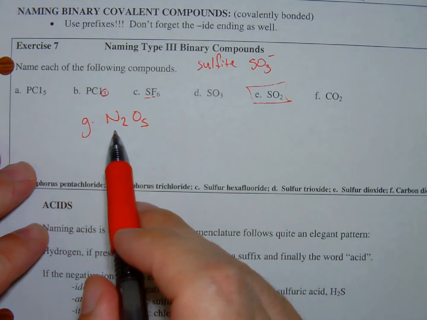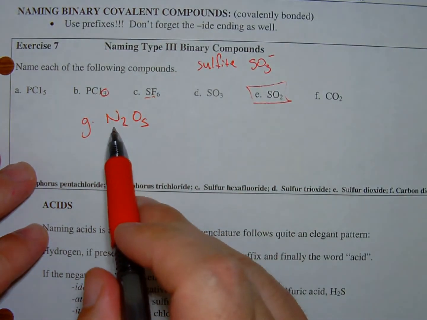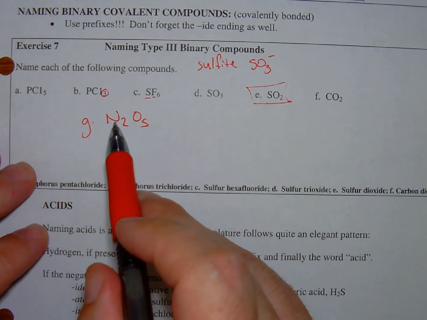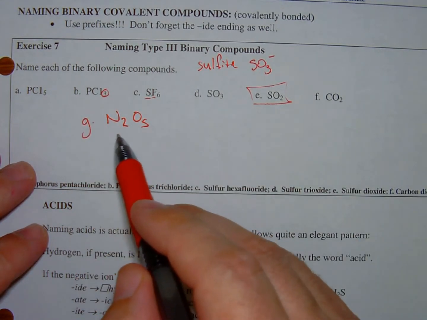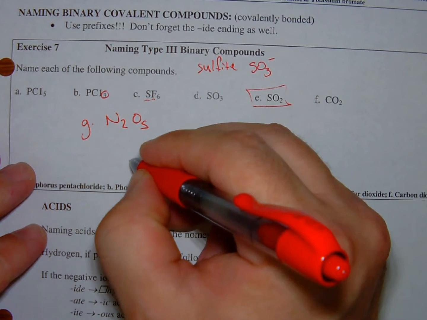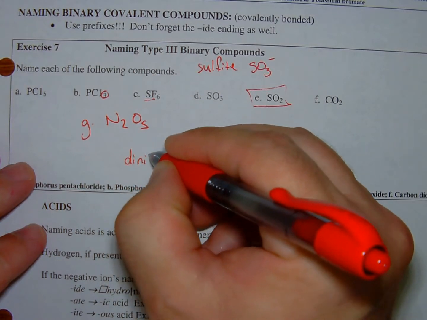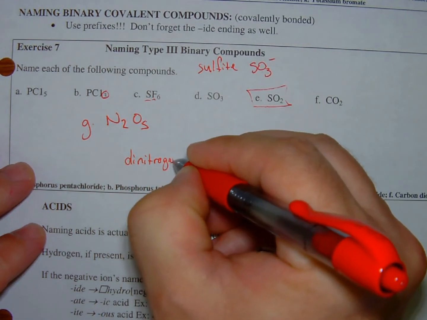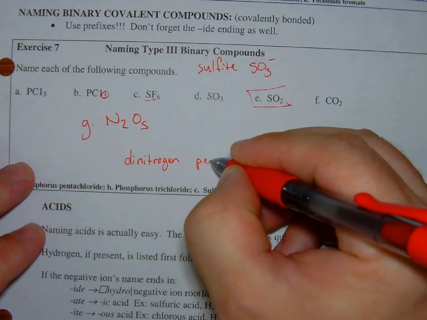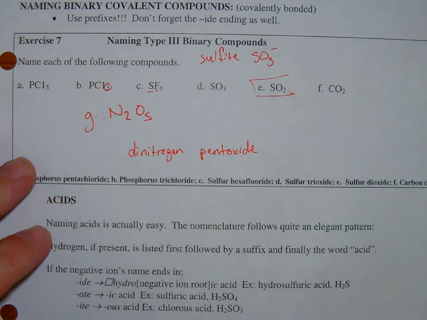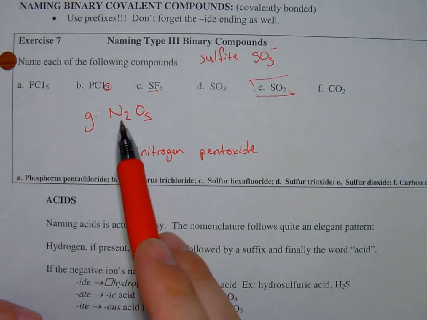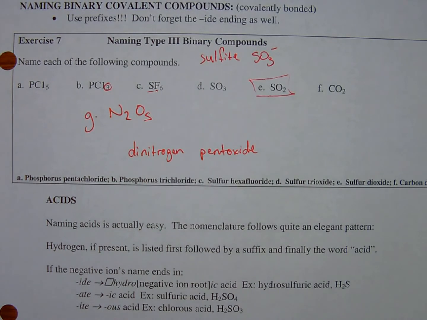Notice how there's not just one of these. So it's not just one of the first element. Right, there are 2 of them. I'm going to have to include a prefix to start this one off as well. So this will be dinitrogen pentoxide. Right, I had to include the di to indicate that there are more than one nitrogen.